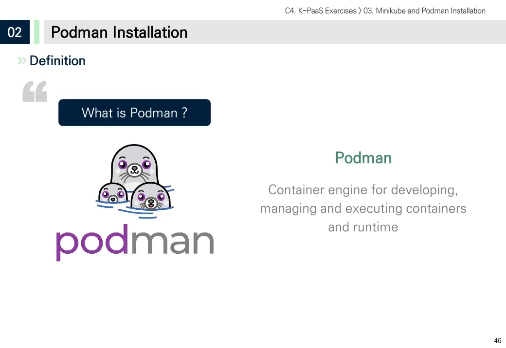Part 2. Podman installation. Followed by the Minikube installation, we will be installing Podman. Podman is a container engine for developing, managing, and running containers and container images. It was developed by Red Hat in 2019 and is open source and freely available for download. Podman is often compared to Docker, with similar features, but based on a more secure architecture. In recent years, Podman has become increasingly popular due to the growing utilization of Kubernetes.